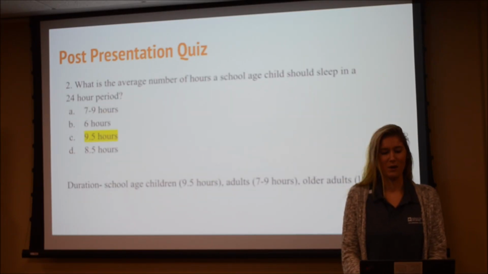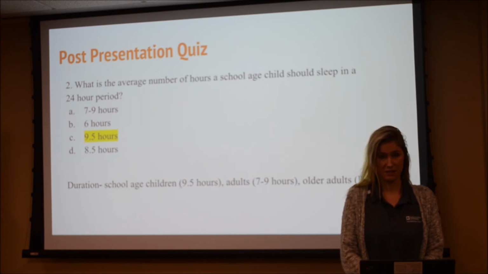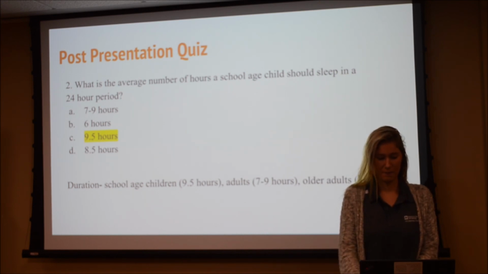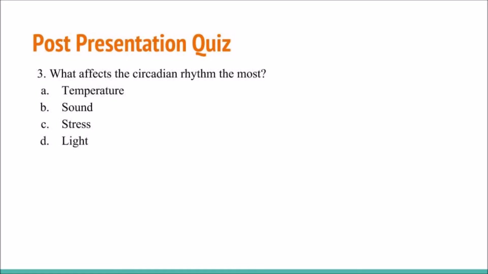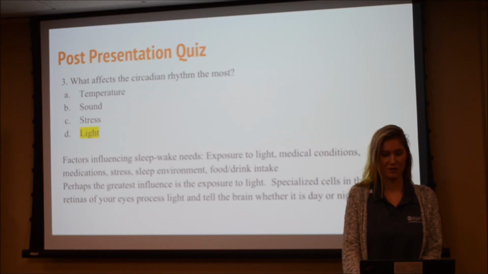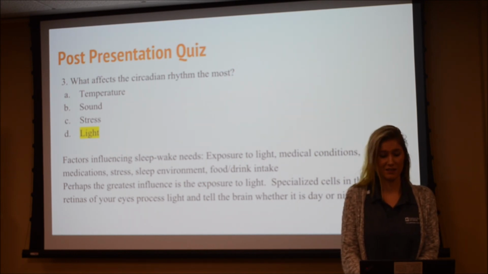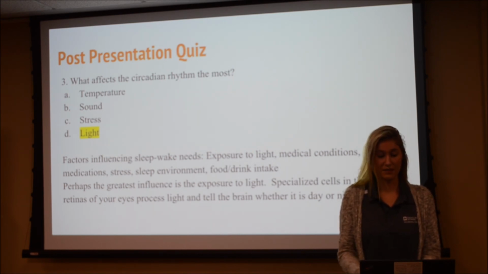Question 2. What is the number of hours a child in the school age should be sleeping? The correct answer is 9.5 hours. Question 3. What affects the circadian rhythm the most? The answer is light. A study found that the greatest influence was exposure to light. Specialized cells in your retinas process the light and tell the brain whether it is night or daytime.